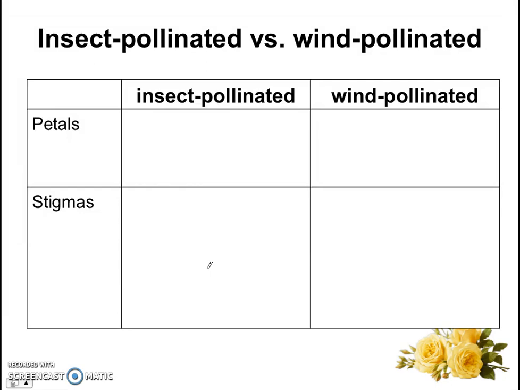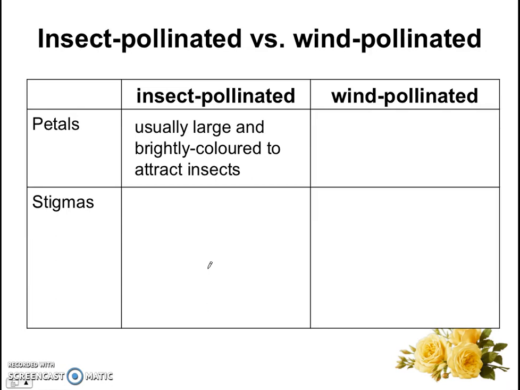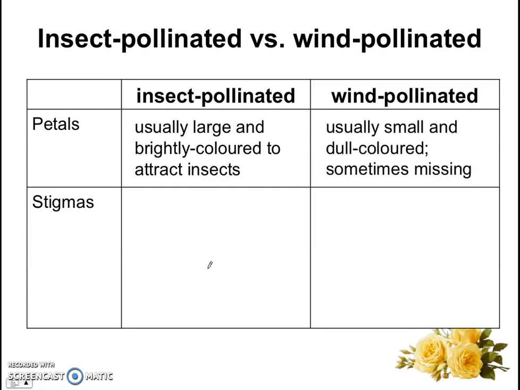So insect-pollinated flowers, the petals tend to be large and brightly colored, right, to be attractive. Now wind-pollinated flowers, we don't need to be attractive, we just use the wind. So usually the petals are small, dull, or sometimes even missing.